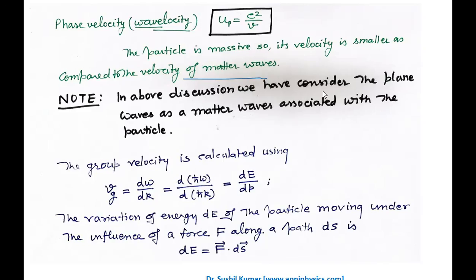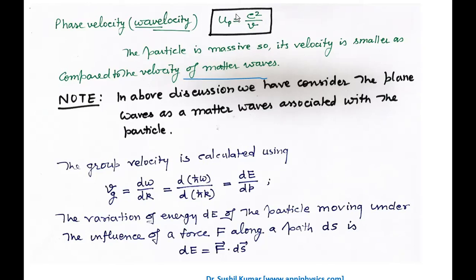So in the above discussion we have considered the plane wave as a matter wave associated with the particle, and the observation is this one, c square upon v. So the phase velocity or wave velocity, right, of that plane wave is larger as compared to the speed of light. So this result is not valid. So now there is something more, and something more means that in this particular derivation we are not able to define the velocity of the matter waves which are associated with the particle, right?